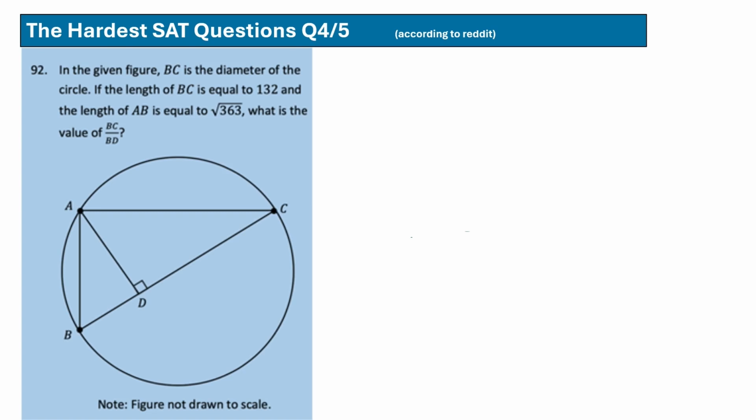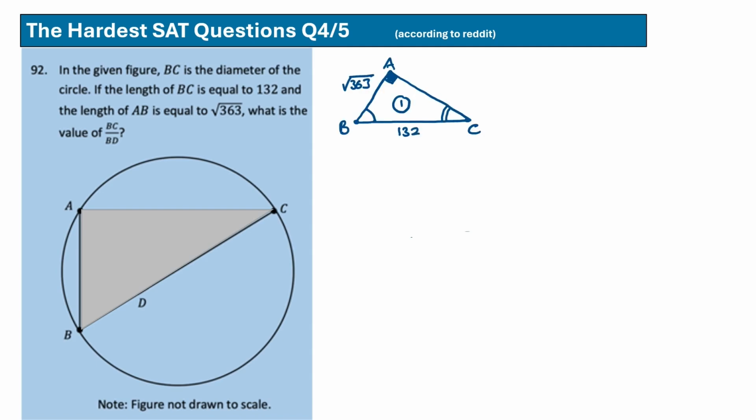Okay, so have you had a go at this question? This question is not as bad as it looks if you just try and lay out the individual triangles. So what do I mean by that? I'm going to start with a big triangle, ABC, and replicate that triangle up here. From the question, A to B is root 363, and BC is equal to 132.